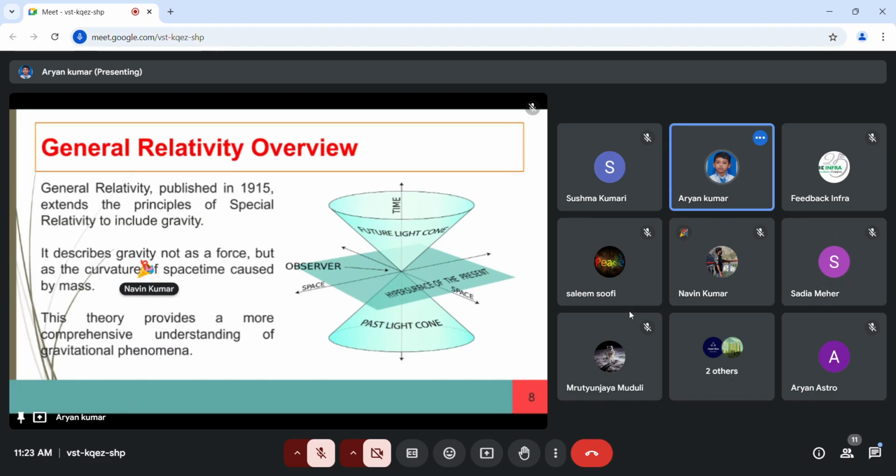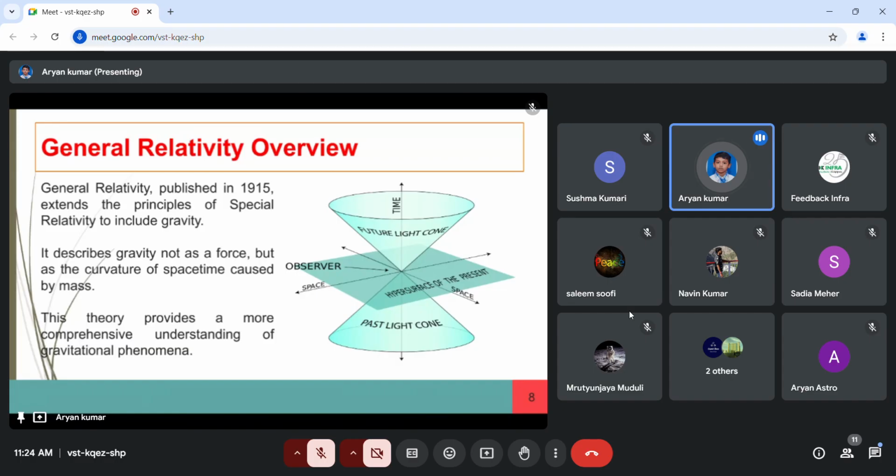General relativity was one of the most groundbreaking and influential theories in modern physics, developed by Albert Einstein. It is a fundamental theory that describes the nature of gravity, space, and time, so that gravity is not a force but rather the curvature of space-time caused by massive objects. Predictions of this are gravitational time dilation.